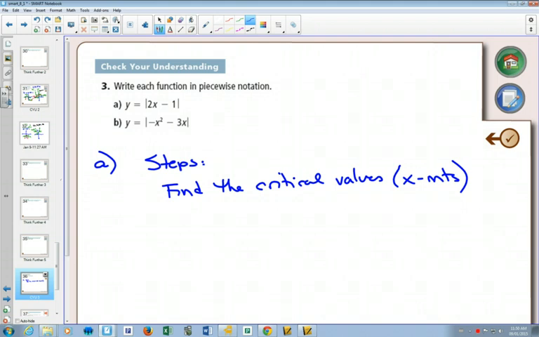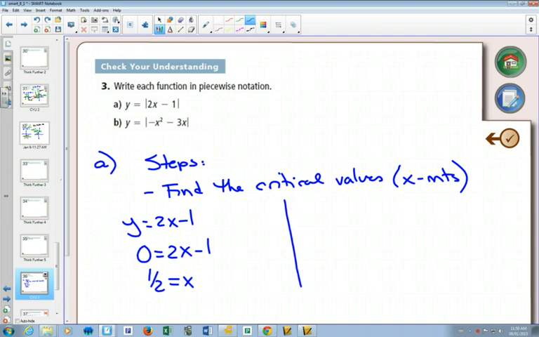If we think about y equals 2x minus 1, that's the inside. And if we wanted to find our critical value, well, we would plug 0 in for y, add 1 on both sides and divide by 2, and we've got x equals 1/2 is our critical value.